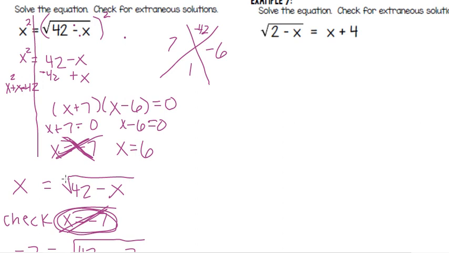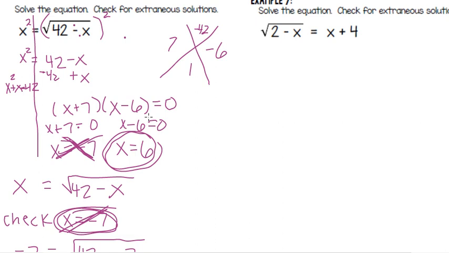You don't even say this one's extraneous. No, it's just not a solution unless it asks you to list an extraneous solution. So the answer to this equation is that x is equal to 6. That's it. All right, so let's go look at the next one.